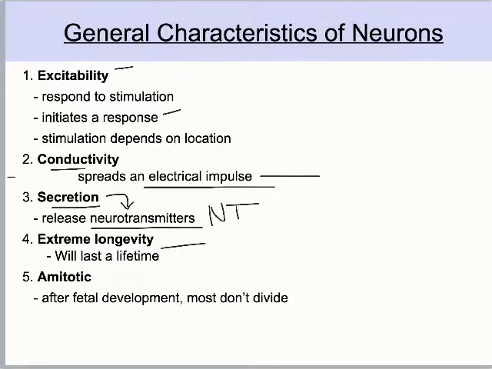They last a really, really long time. You form them when you're a fetus, and if nothing happens to them, they'll last the rest of your life, as long as they're not damaged. And they don't typically divide after fetal development. That's the problem, right? If a neuron is damaged, the sensory information is not going to come in, and the motor information isn't going to go back out. If someone could figure out how to make them undergo mitosis, it would solve a lot of problems. But it doesn't exist yet.